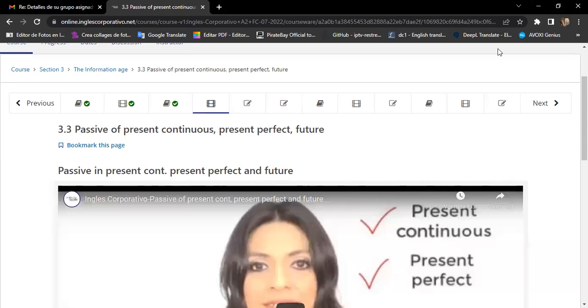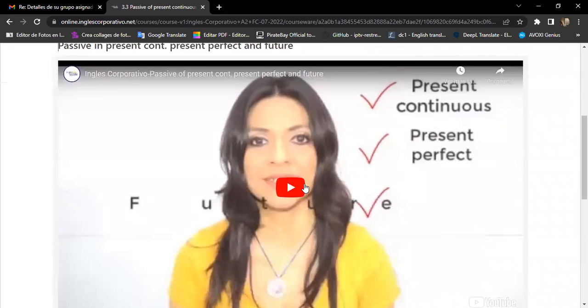Okay? Okay. So let's see. Okay, so now we understand passive. So we're going to listen to passive, present continuous and present perfect and future. So we're going to listen to the object first.